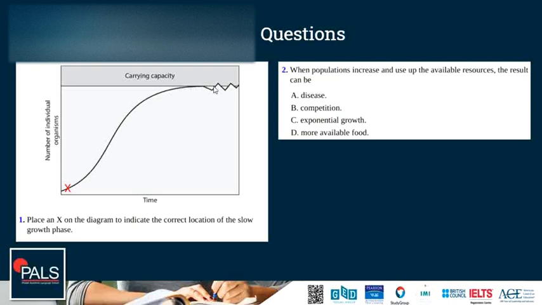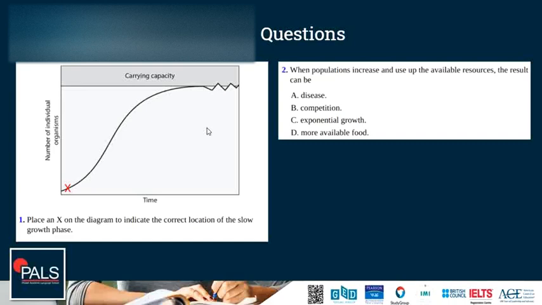Then the curve will start to flatten around the carrying capacity, which is the maximum number of individuals of the population that can be supported by the environment due to limiting factors such as the availability of food or water or other things.